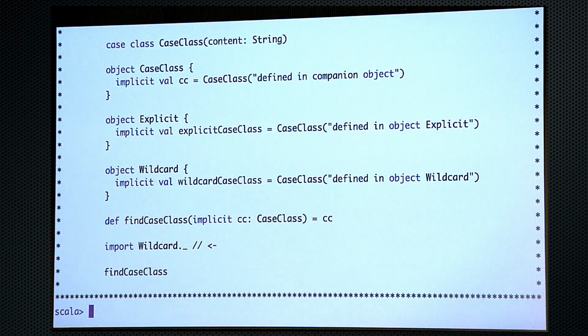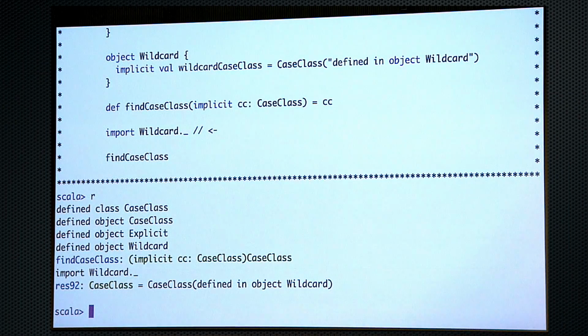Now we do another one. Here we see the wildcard import. That's why it's called wildcard. So we have wildcard._. Same holds: companion object, explicit, wildcard, and that's all. Yes, looking good. Let's see. It is the one in the wildcard, correct.